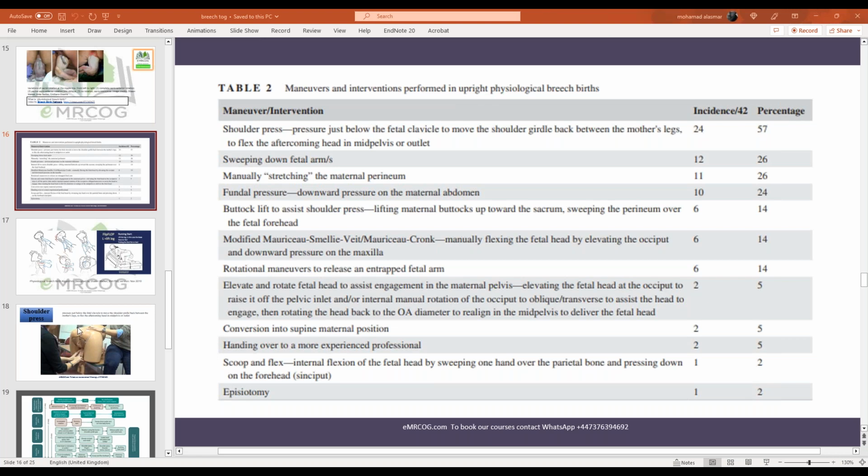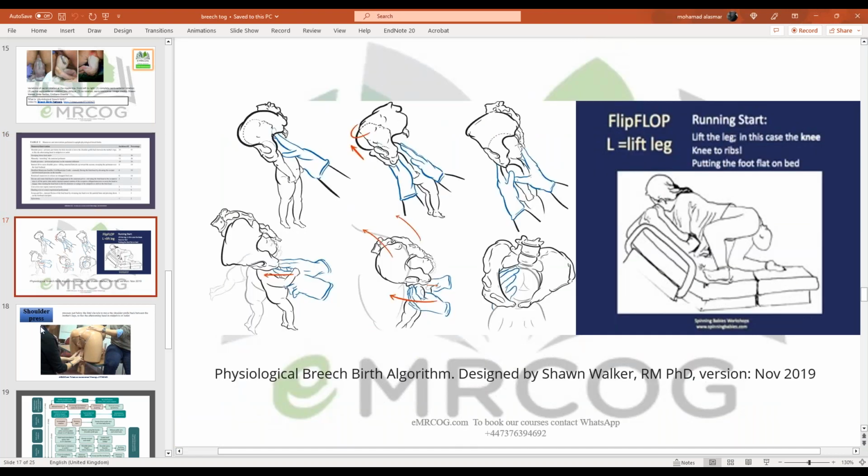So, my friend, I want to show you another technique, which is the running start. What is the meaning of running start? Like you can see here, this is the mother. What is her body position?